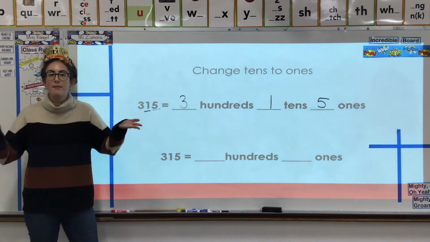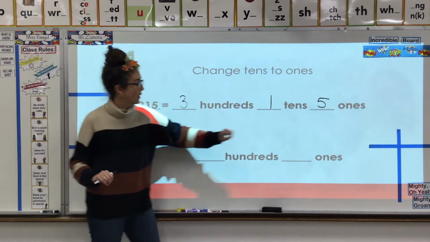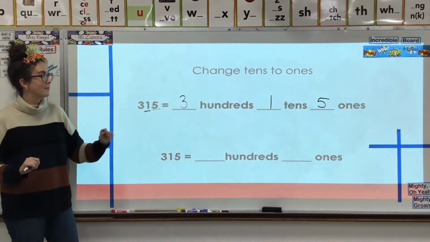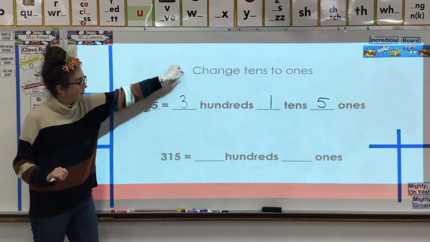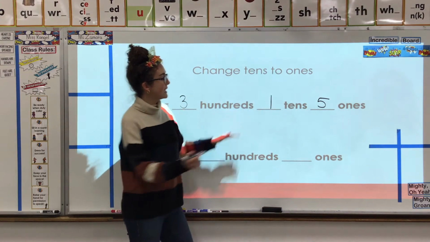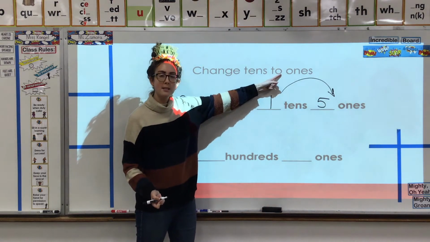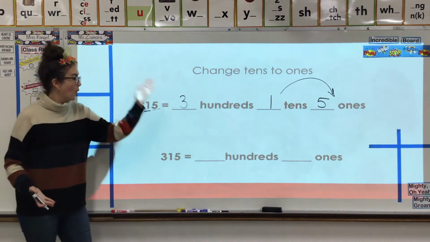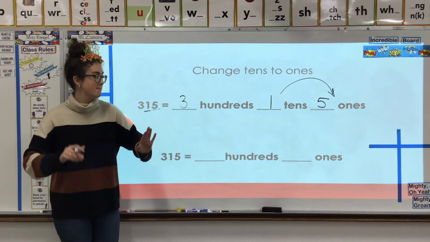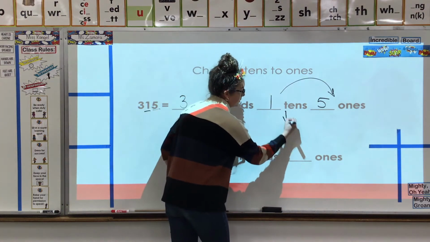So if we were to show the value of 315, one way we could do that is by showing 3 hundreds, 1 10, and 5 ones. But that's not the only way. Our challenge right now is to change 10s to 1s. So we're going to take our 10s and change them into a group of 1s to show a different way we can represent 315.